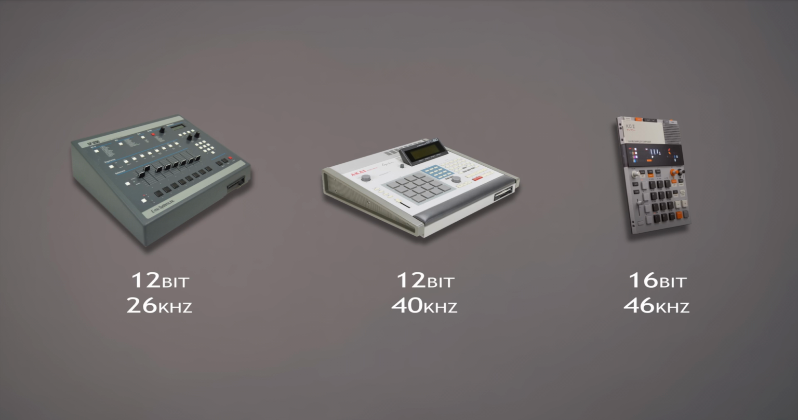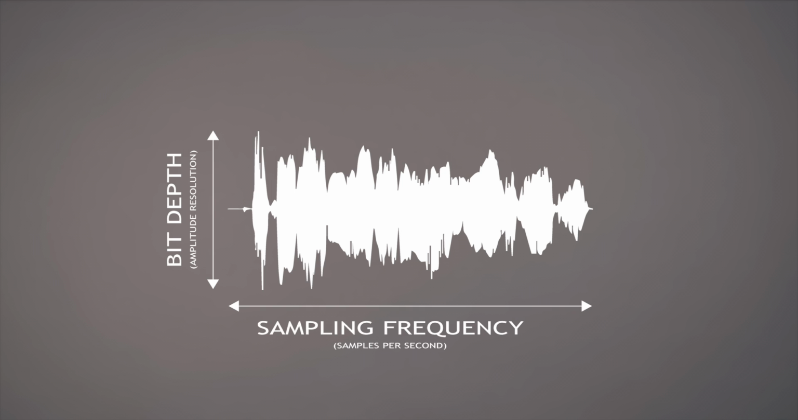But what does this actually mean? Let's look at a quick example to understand. So here we've got an audio waveform. There are 2 attributes that will determine the quality of this sample: the resolution of the vertical axis, which represents the amplitude, which is the bit depth, and then the resolution of the horizontal axis, or the samples per second, which is the sampling frequency.